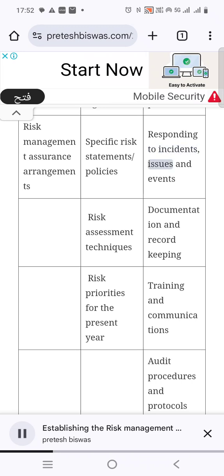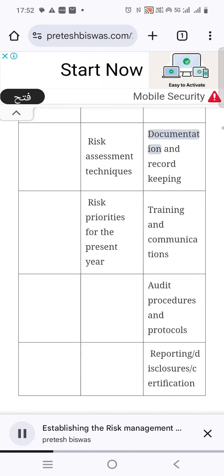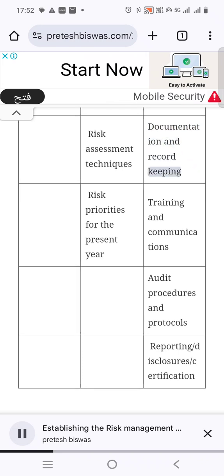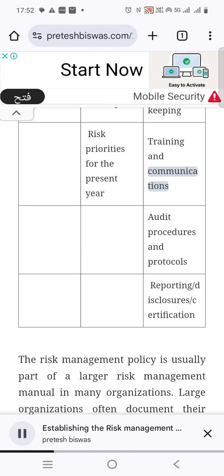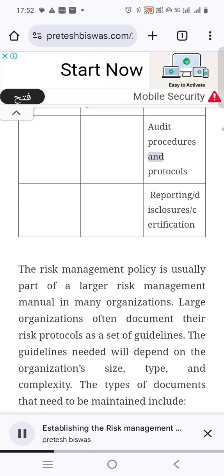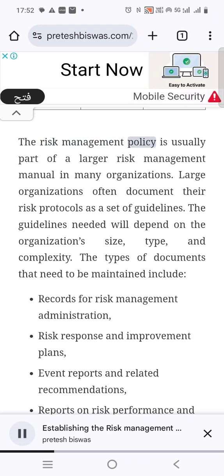Responding to incidents, issues and events. Risk assessment techniques. Documentation and record keeping. Risk priorities for the present year. Training and communications. Audit procedures and protocols. Reporting, disclosures, certification. The risk management policy is usually part of a larger risk management manual in many organizations.